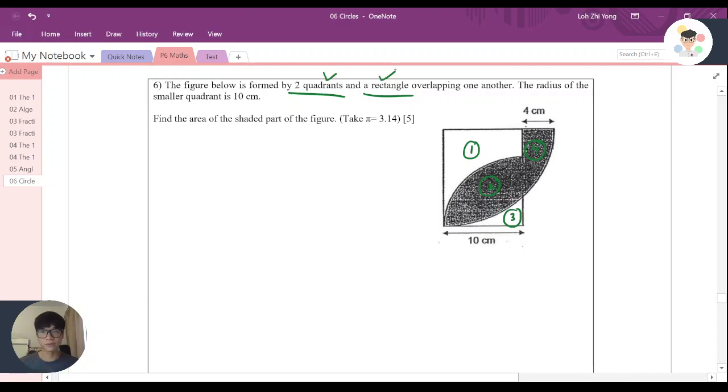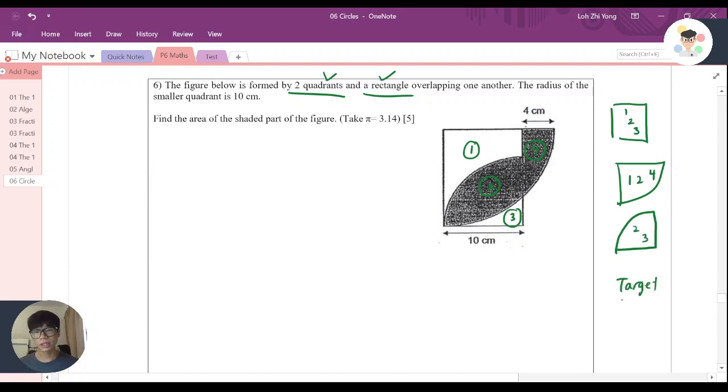Let me try to write down first. I have one rectangle, and in the rectangle I have 1, 2, 3. I have a big quadrant here, and this quadrant gives me 1, 2, and 4. And I have one more quadrant left, and that gives me 2 and 3. My target is to look for the shaded part, which is 2 and 4.